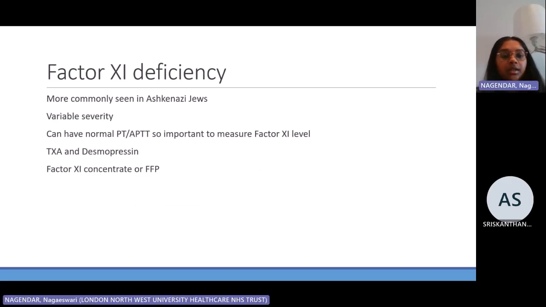Okay, so you can get factor 11 deficiency. This is more commonly seen in the Ashkenazi Jewish population. Again, they can have variable severity. Patients might have a normal PT and APTT, so it's really important to think about measuring the actual factor levels. Again, treatment can include tranexamic acid to help reduce bleeding risk and desmopressin. You can also get factor 11 concentrate, or as an alternative, you can give FFP, which contains multiple concentrates.